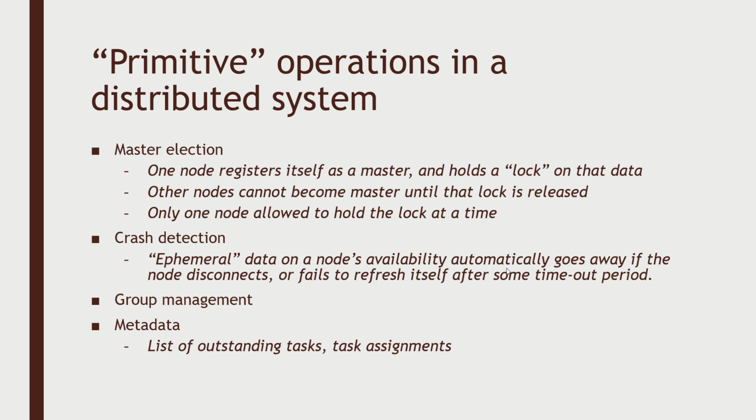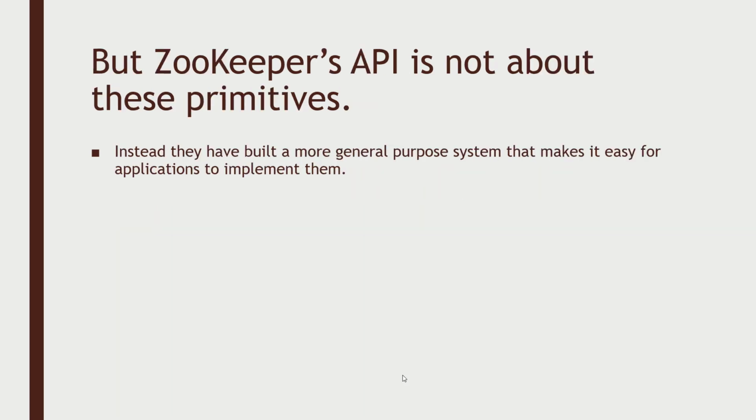We can also keep track of group management, keeping track of what workers are available in your pool. And we can also keep metadata associated with your entire cluster that needs to be consistent, such as a list of outstanding tasks and task assignments, so that if one of your workers goes down or your master goes down, the new nodes that come in to take its place know where to pick up from. That way you can make sure that you don't miss any information throughout that failure.